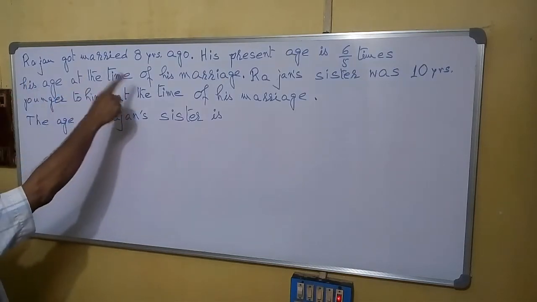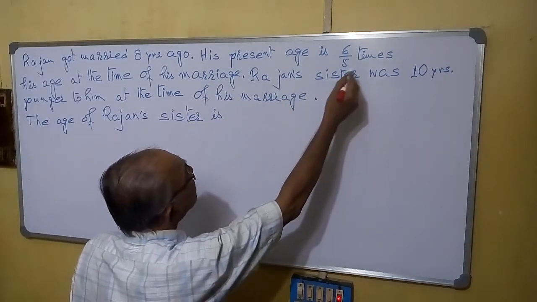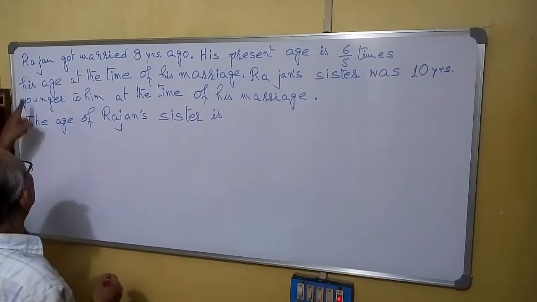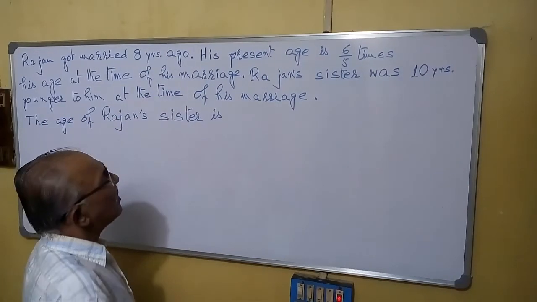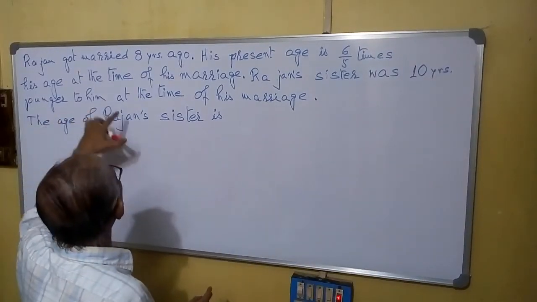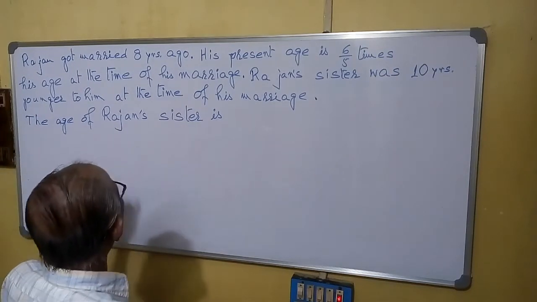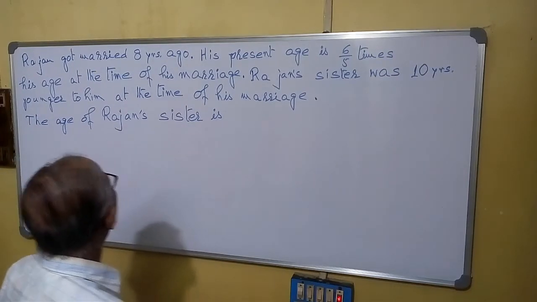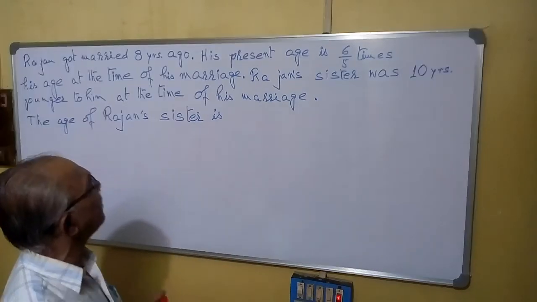Rajan got married 8 years ago. His present age is 6 by 5 times his age at the time of his marriage. Rajan's sister was 10 years younger to him at the time of his marriage. The age of Rajan's sister is? See, this type of sums, read the sum carefully.